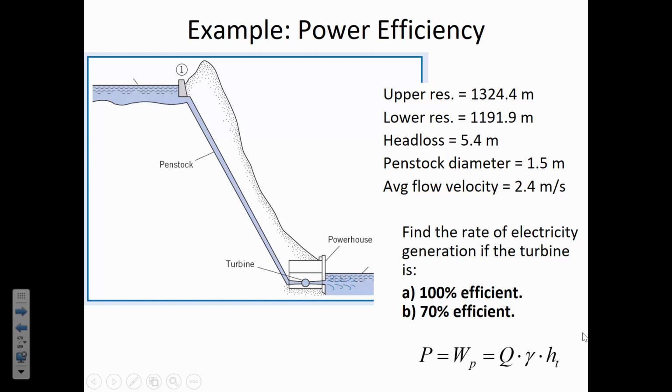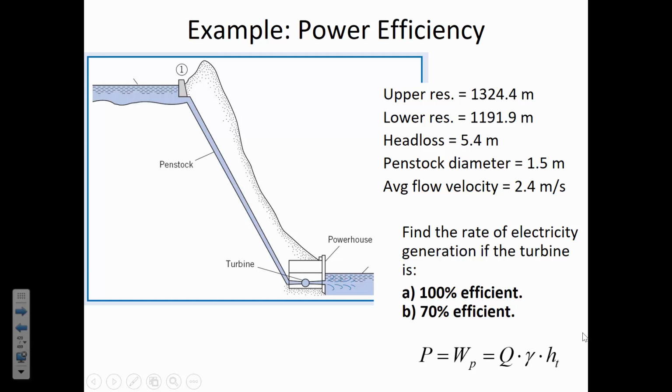turbine can extract. So it can take out 127.1 meters of energy, and when we multiply all that together, what we get is 5.29 times 10 to the 6th watts. And so about 5 megawatts is what this hydropower station is capable of generating, assuming it's perfectly efficient, that there are no losses.